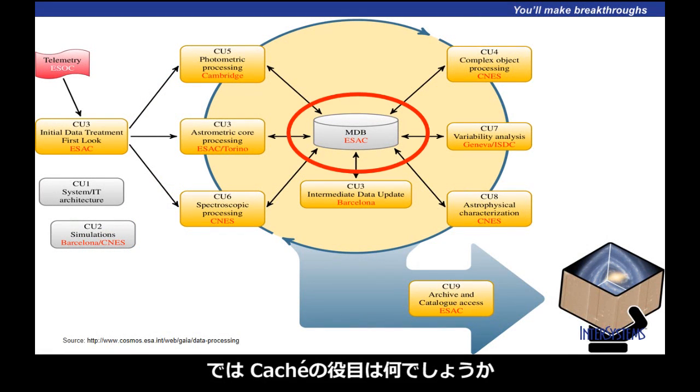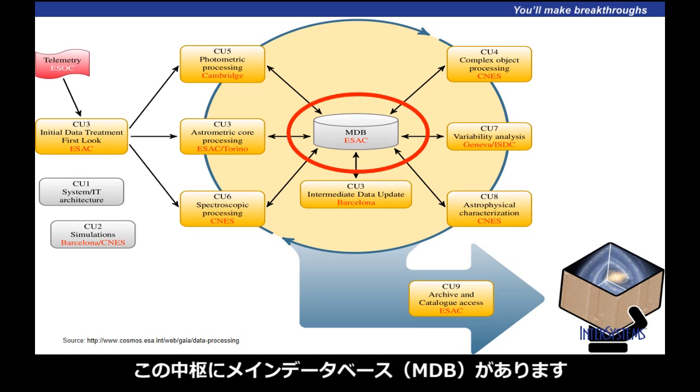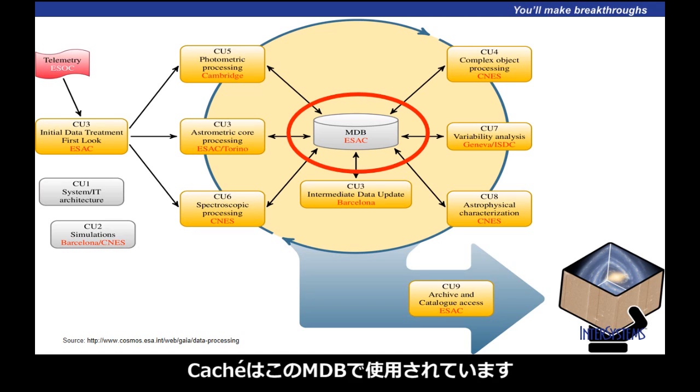Okay, so how does Cache fit in? This is another diagram from the European Space Agency that describes the general flow of data from the satellite. The satellite is depicted on the top left-hand side in red. And you will notice that there's a pipeline that's maintained for this data. At the heart of this pipeline is what they call the main database, or MDB. This is running Cache. Okay?